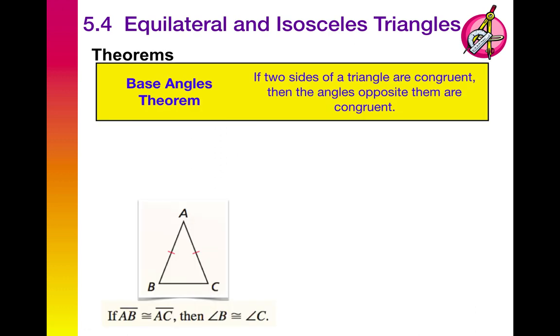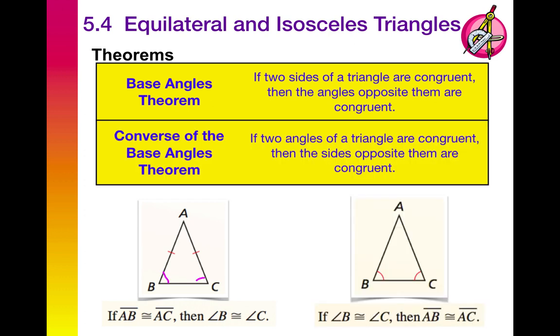The base angles theorem states that if two sides of a triangle are congruent, which in this case makes it isosceles, then the angles opposite them are congruent. So then these angles are going to be congruent. The converse of the base angles theorem says that if we start out with angles that are congruent, then the sides also have to be congruent. So both of these theorems work, the base angles theorem and the converse of the base angles theorem. Sometimes it's called the isosceles triangle theorem.